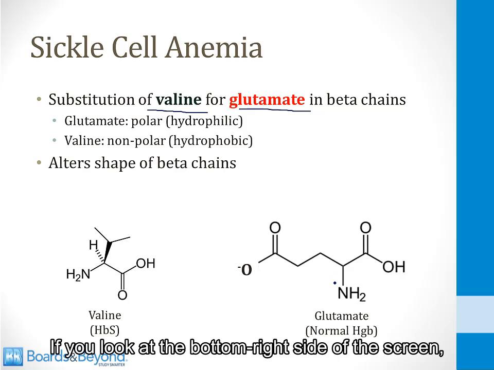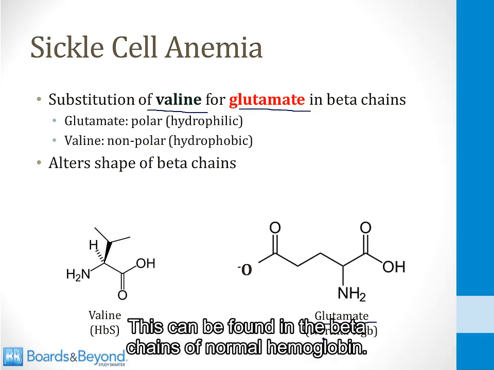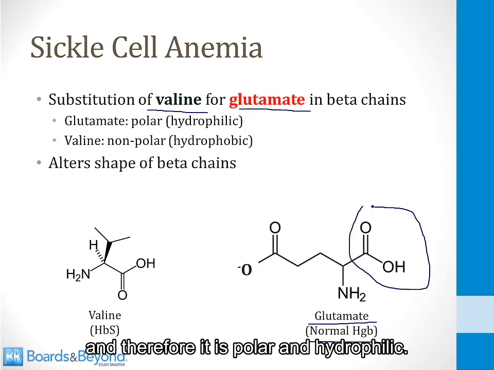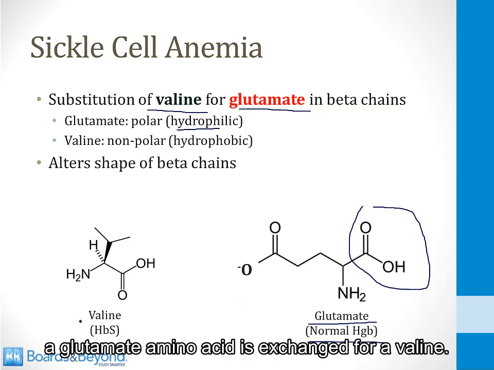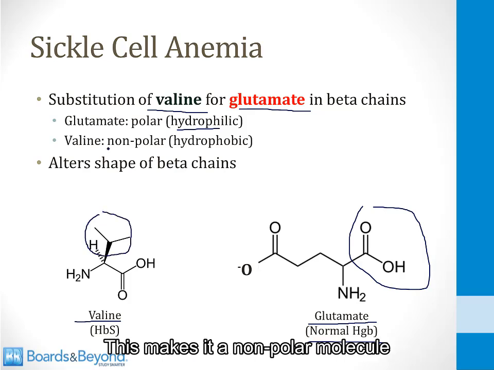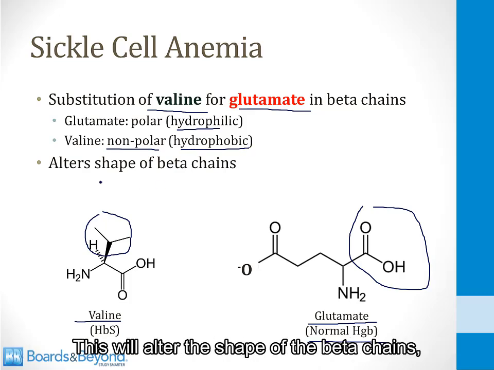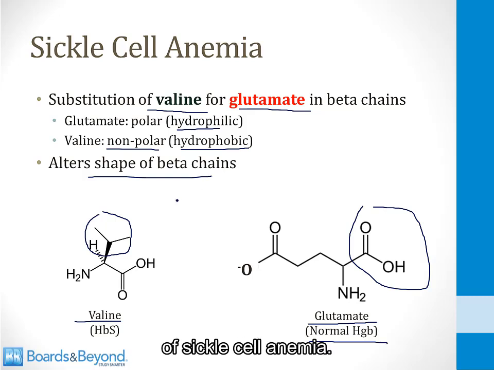If you look at the bottom right side of the screen, this is the chemical structure of the amino acid glutamate. This can be found in the beta chains of normal hemoglobin. You can see that it has many oxygen atoms, and therefore it is polar and hydrophilic. In patients who have sickle cell anemia, a glutamate amino acid is exchanged for a valine. Valine has many more carbon-hydrogen groups. This makes it a nonpolar molecule and much more hydrophobic compared to glutamate. This will alter the shape of the beta chains, and that's responsible for the pathology of sickle cell anemia.